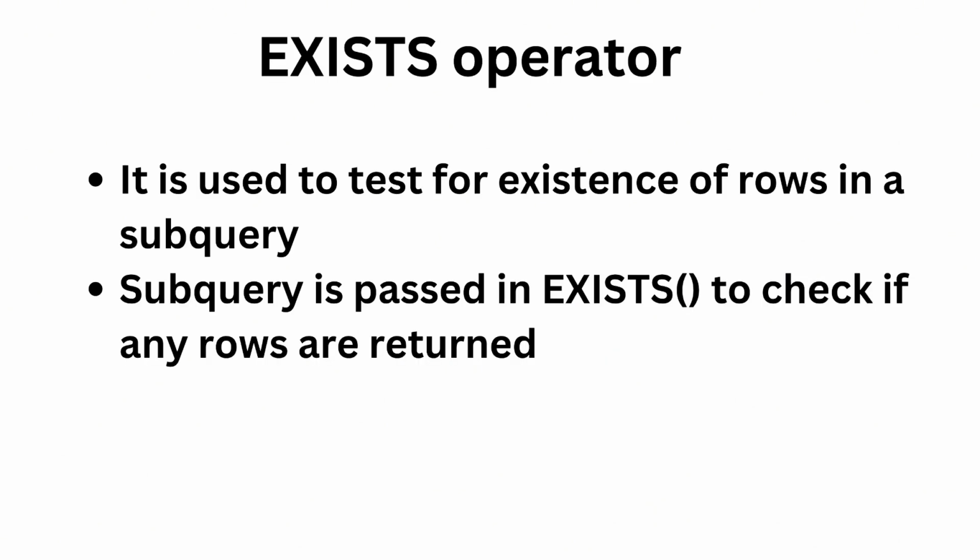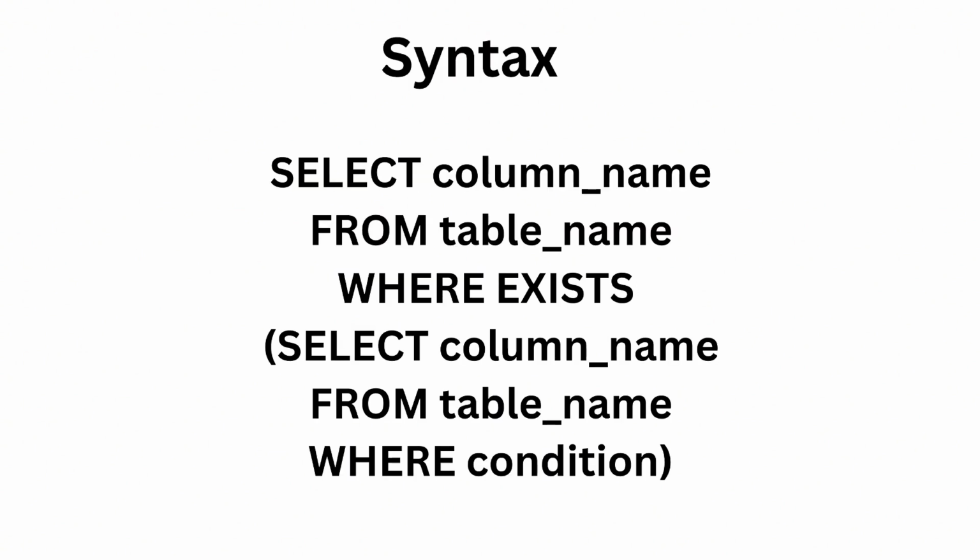Now, the exists operator is used to test for the existence of rows in a subquery. Typically, a subquery is passed in the exists function to check whether or not any rows are returned with a subquery. So typical syntax would look like this. We say select some column name from some table name where exists and then the actual subquery. So select column name from table name where we have some sort of condition. And then that's going to return true or false depending on whether or not there were any rows returned.